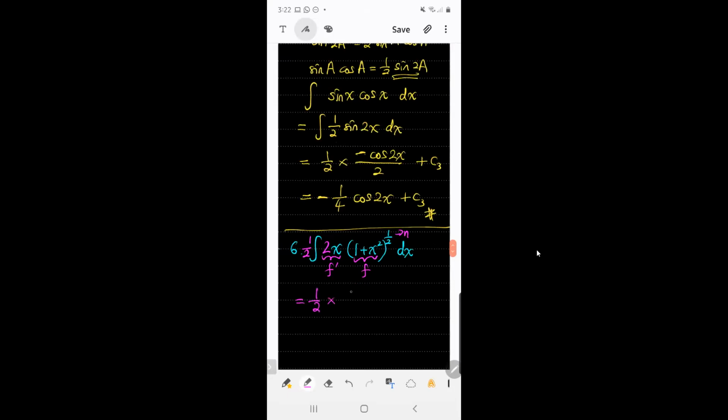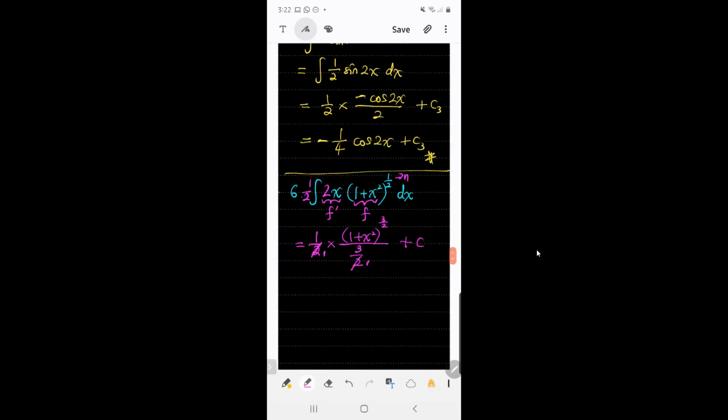Now keep the half outside. Then you have 1 plus x squared to the power of 3 over 2 divided by 3 over 2. So the 2 here and the 2 here cancel out. And don't forget you have the arbitrary constant c. So therefore, the final answer is 1 over 3 times 1 plus x squared to the power of 3 over 2 plus c. So that's the answer for question number 6.